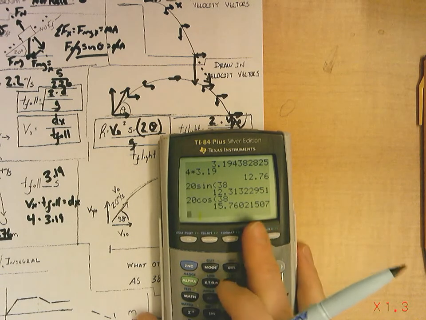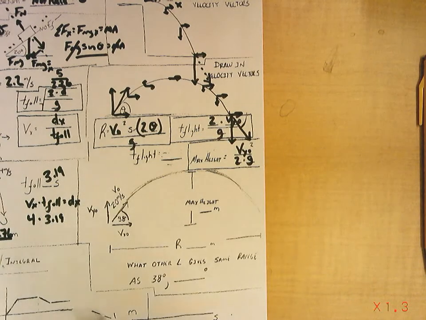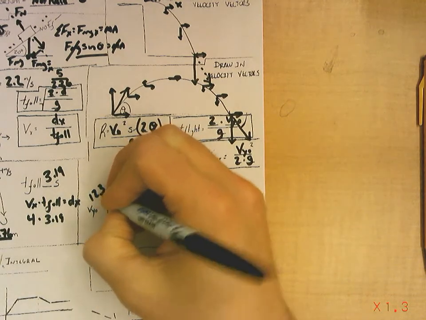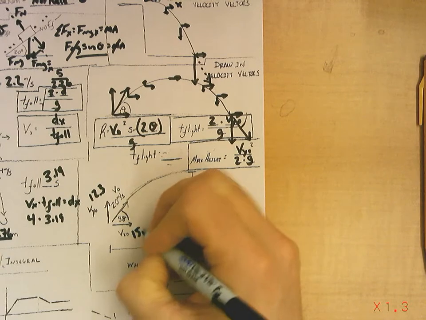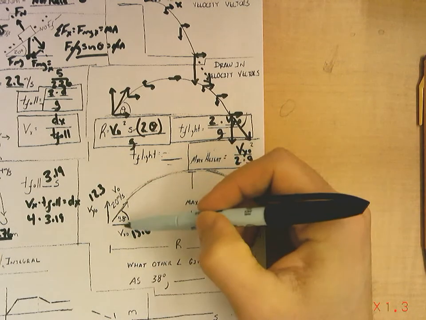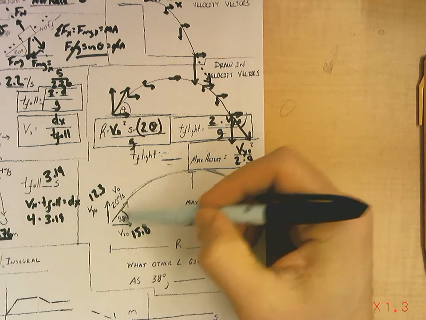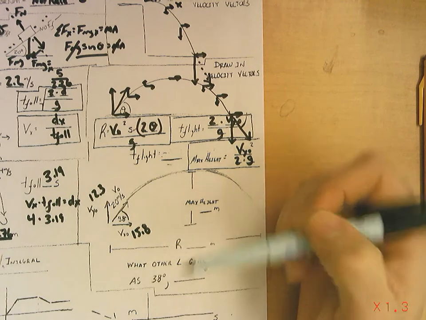So 12.3 and 15.8. Stop and see if it makes sense. Yes, it does. You know, it's less than 45, so the x component should be greater.